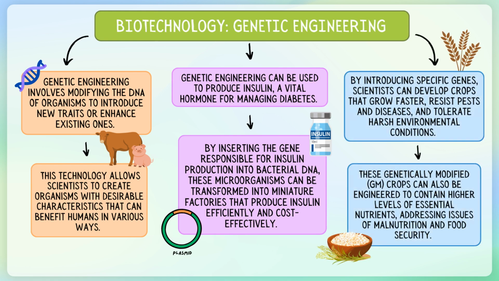We then examined how genetic engineering is applied to crops to enhance yield and nutritional value. By introducing specific genes, scientists can develop crops that grow faster, resist pests and diseases, and tolerate harsh environmental conditions. These genetically modified GM crops can also be engineered to contain higher levels of essential nutrients, addressing issues of malnutrition and food security. This knowledge will be essential as we continue to explore the broader implications of biotechnology in the context of ecology and food production.